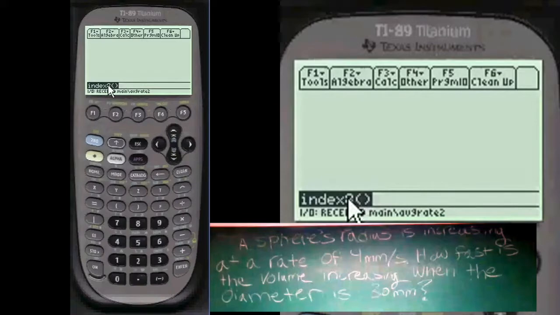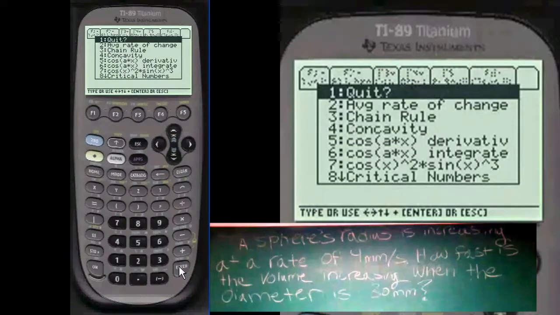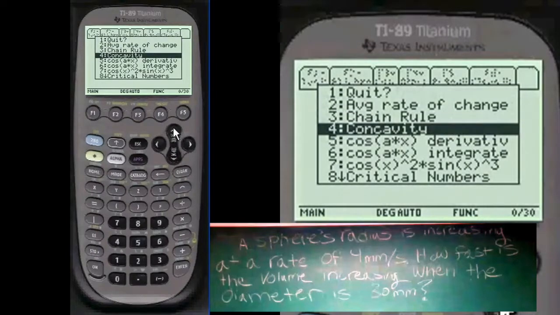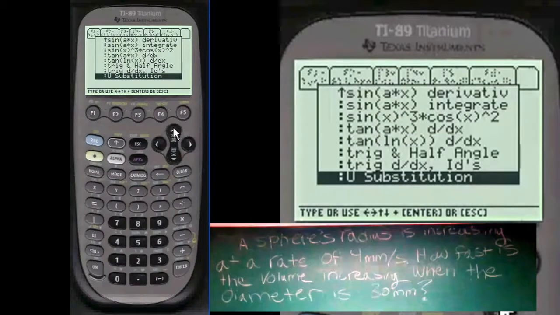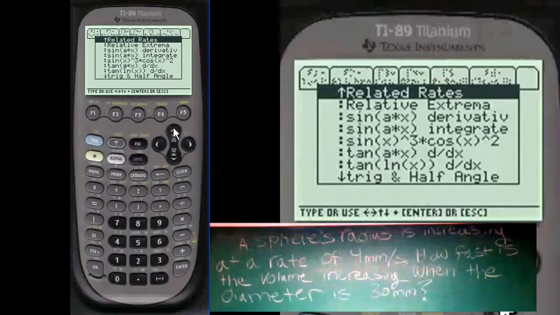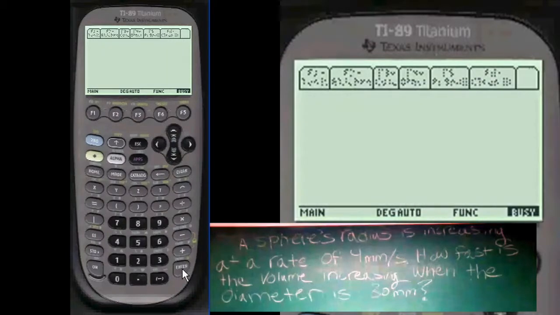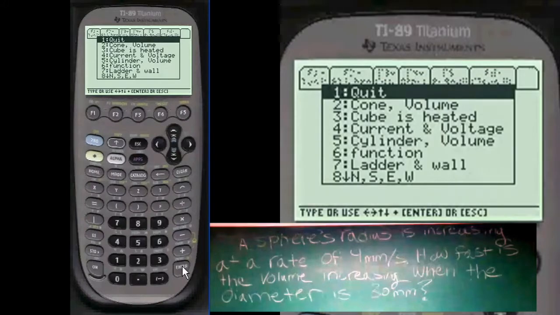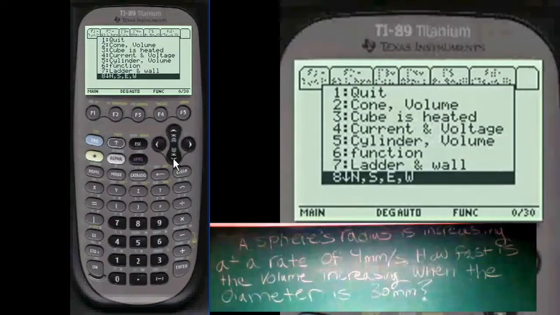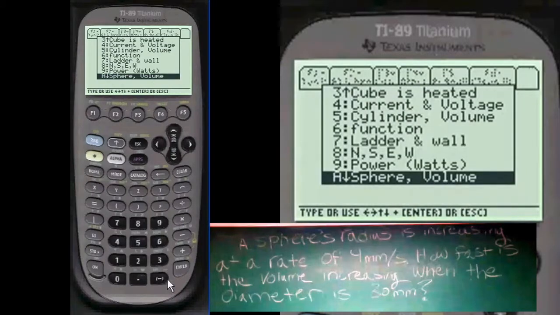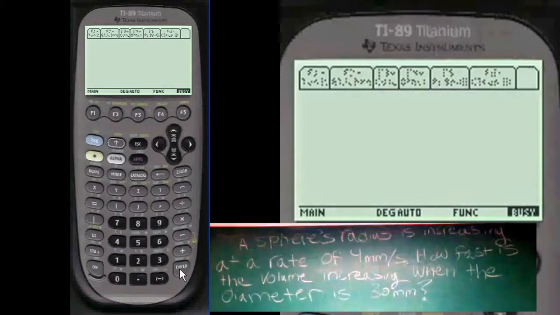Index 8 to go to my Calculus 1 menu. And you can scroll up or down, but I like to go up if the letter is R there with related rates, which is closer to Z than A. And wait for it to load here. And you can see this arrow here on any menu. It shows you that there's more to it than that. They're all in alphabetical order, so sphere would be in the S section. Here's sphere.